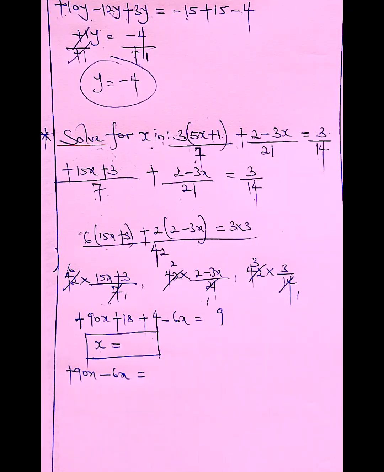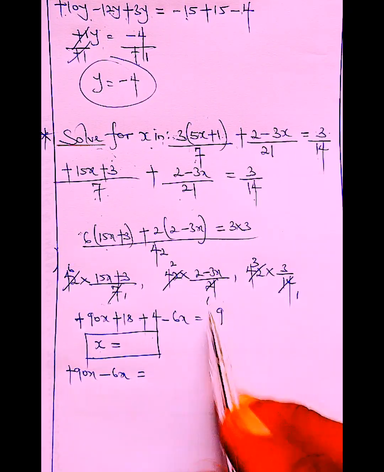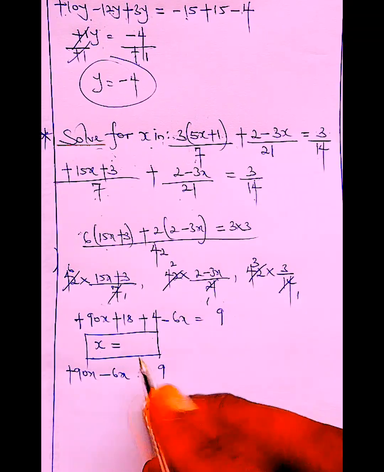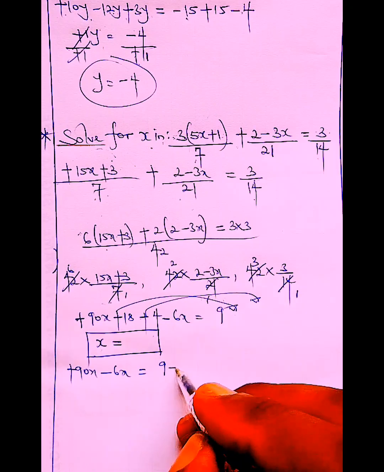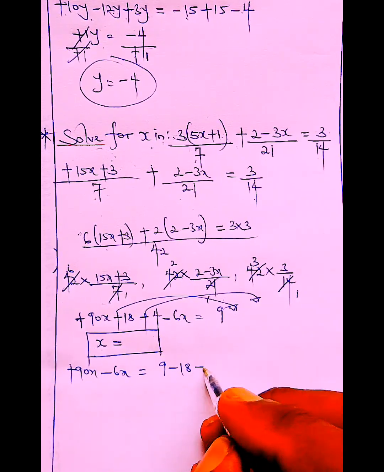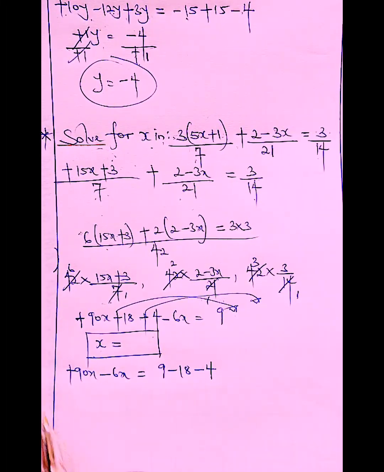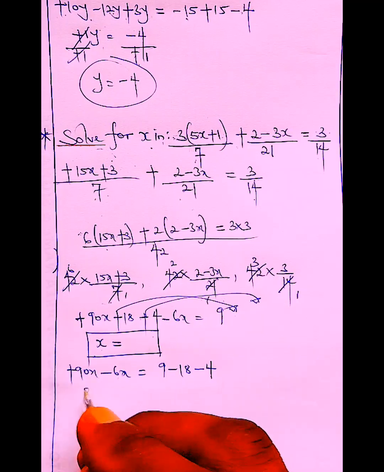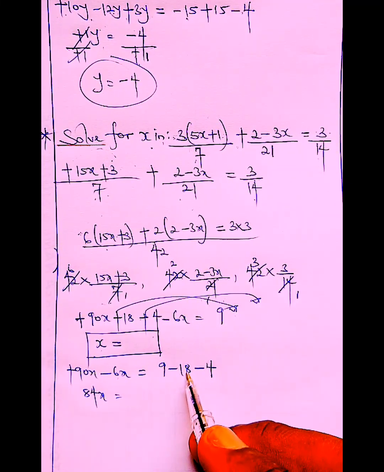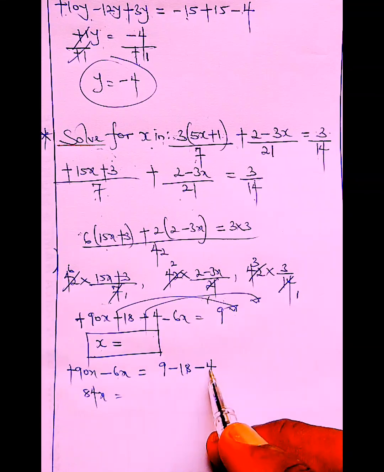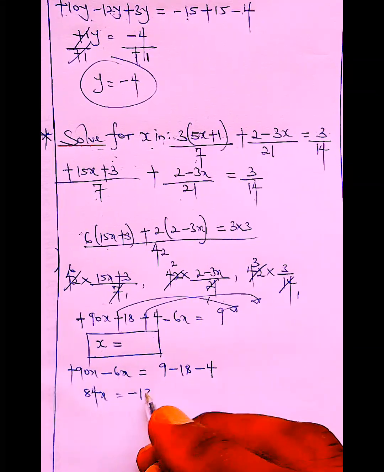Now, quantities without x will be sent to the right hand side. We have plus 9 already on the right hand side. This plus 18 here waiting crosses to the other side. Then plus 4 also crosses. So this is 9 minus 18, then minus 4. So 90 minus 6 will give us 84. That's 84x equals 9 minus 18, which will give us minus 9. Minus 9 minus 4 will give us minus 13.